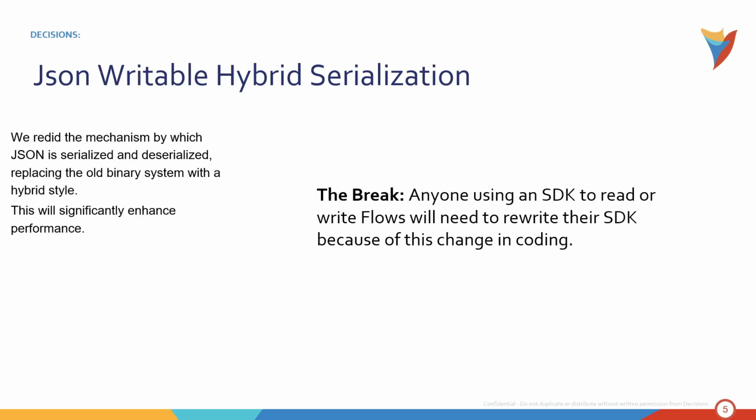Another major update is the change in how JSON deserialization works. Previously, it used a binary system, and now we've moved to a hybrid style. This change is intended to enhance performance, making serialization and deserialization faster. However, this update can cause issues for those using an SDK to read or write flows. Since the serialization mechanism has changed completely, SDKs will need to be rewritten to work with the new system. Unfortunately, this means additional work for those relying on SDKs when upgrading, but that is it for breaking changes.